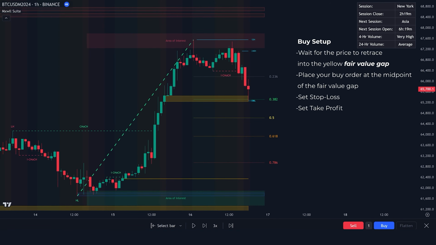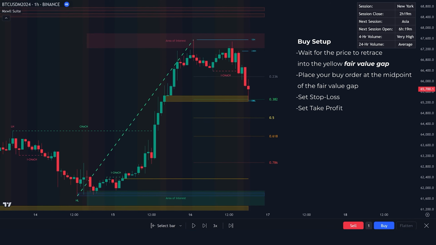Buy entry scenario with fair value gap. The Maxwell Price Action Suite indicates a strong bullish trend, as evidenced by the price making higher highs and higher lows. Given this upward trend, we will be looking for a buy opportunity using the indicator's bullish fair value gap. The bullish fair value gap is highlighted in yellow.